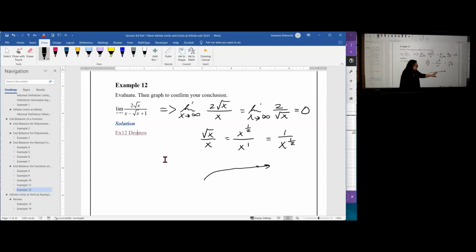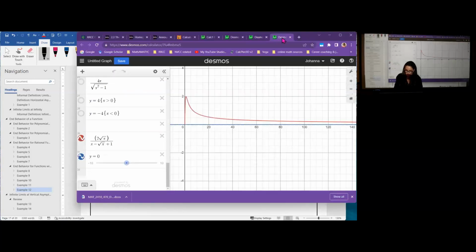Now the square root function looks like this right here. And as you know, it does grow to infinity, but slowly compared to the x squared or x cubed function. So we can expect that this graph will approach the x-axis, y equals 0, but slowly. Let's take a look at the graph and see if that is in fact what occurred.